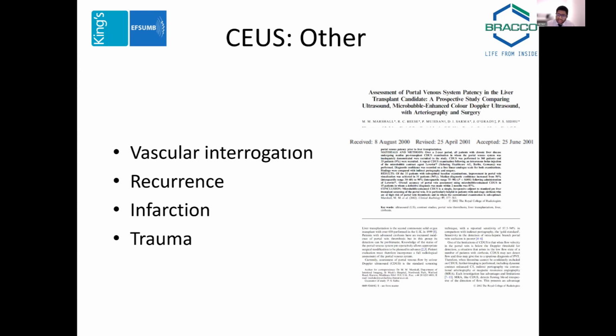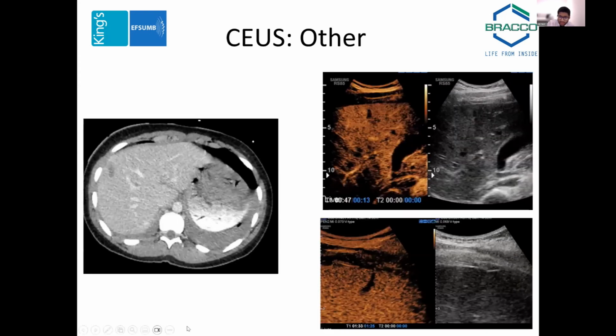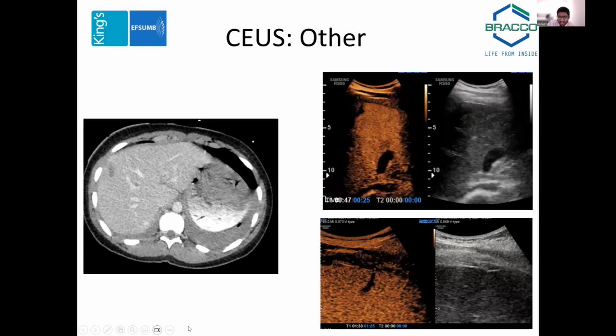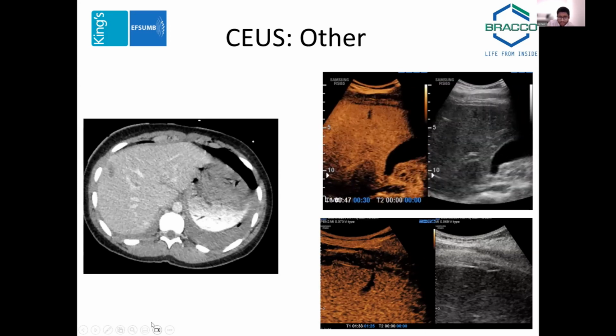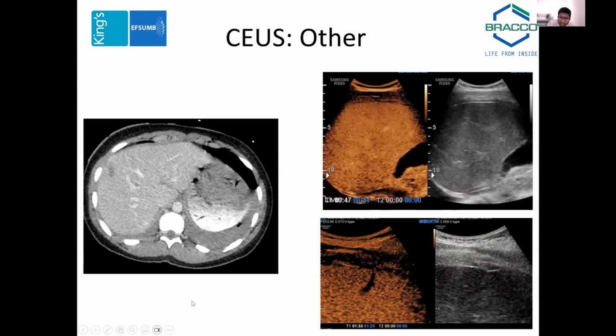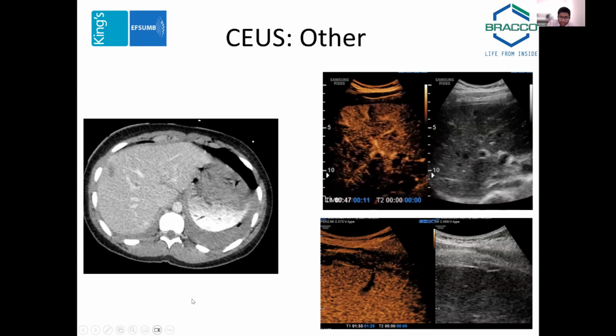And very much you can also look at trauma, which is one of our major uses, and avoids the need for recurrent CTs, particularly if it's single organ. You can so clearly see a laceration, but you can also very clearly pick up any pseudoaneurysm that may form.